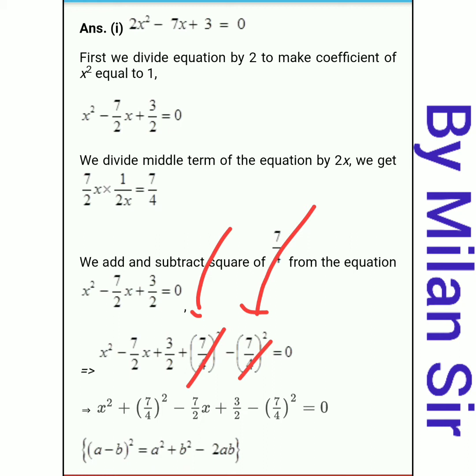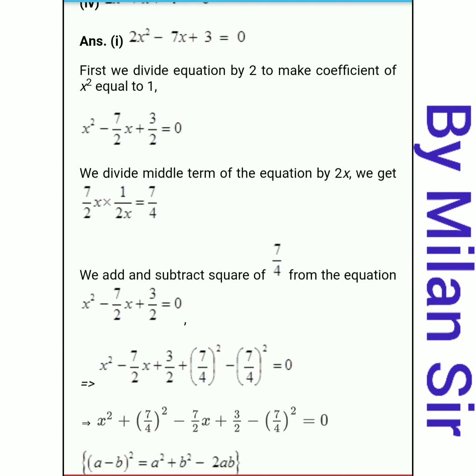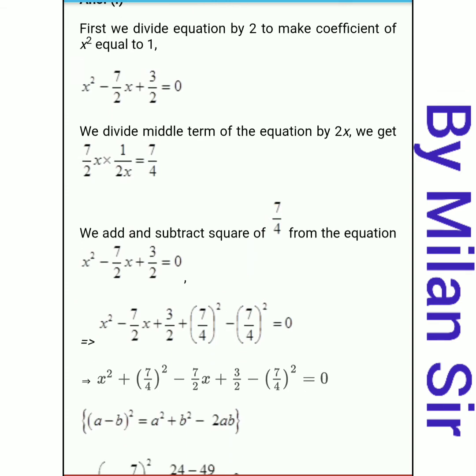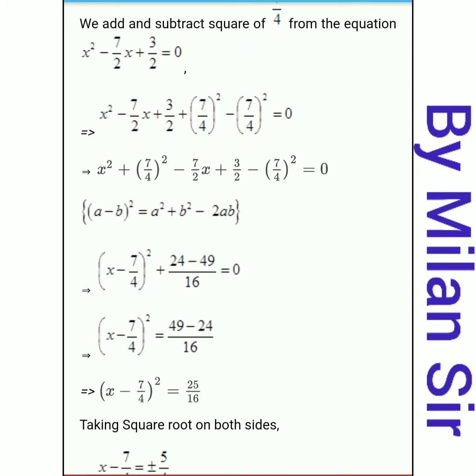So our question remains the same, but right now we do not need to cancel it because we want it. We just want to change the form of our equation. That's why we are doing this. So after this step, here x square, we just need to put this term in place of the middle term.